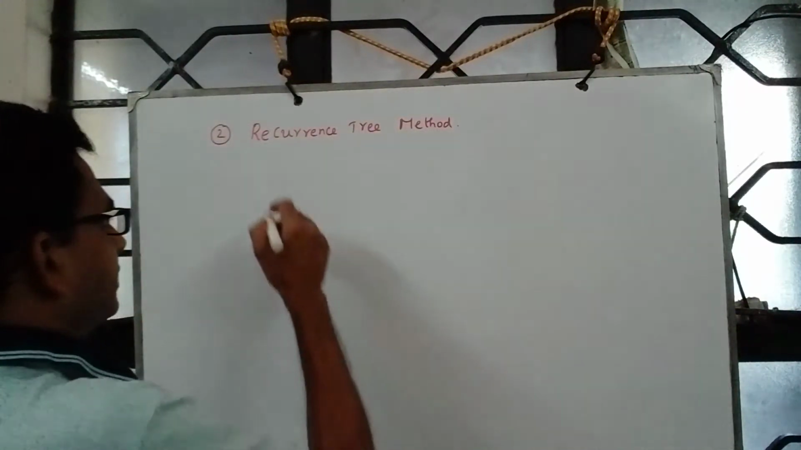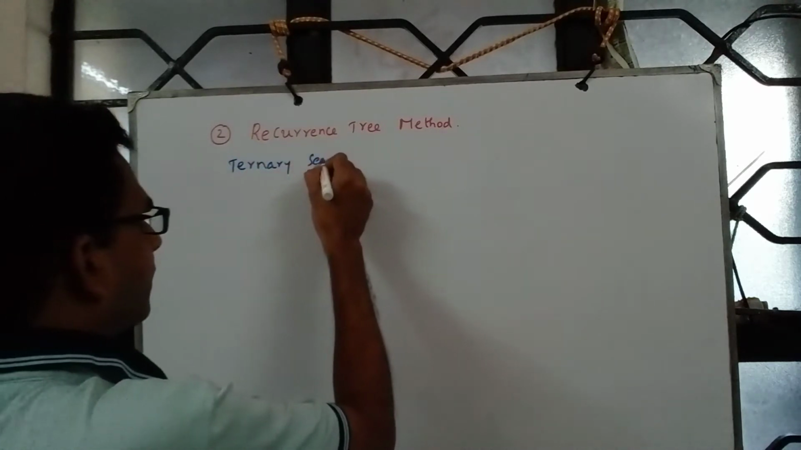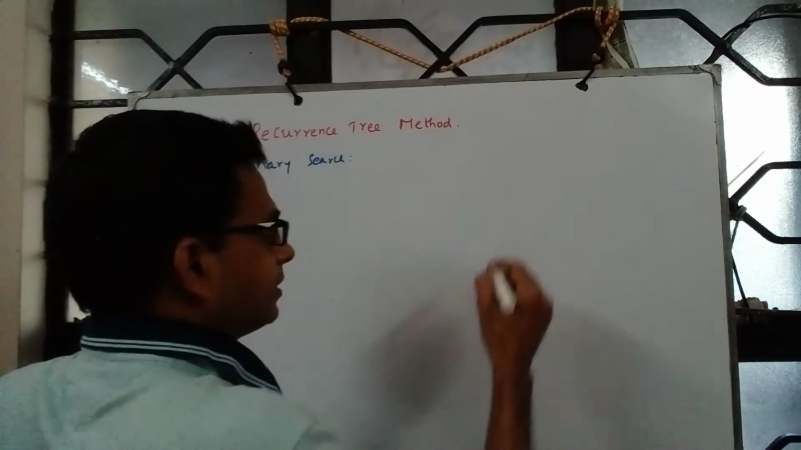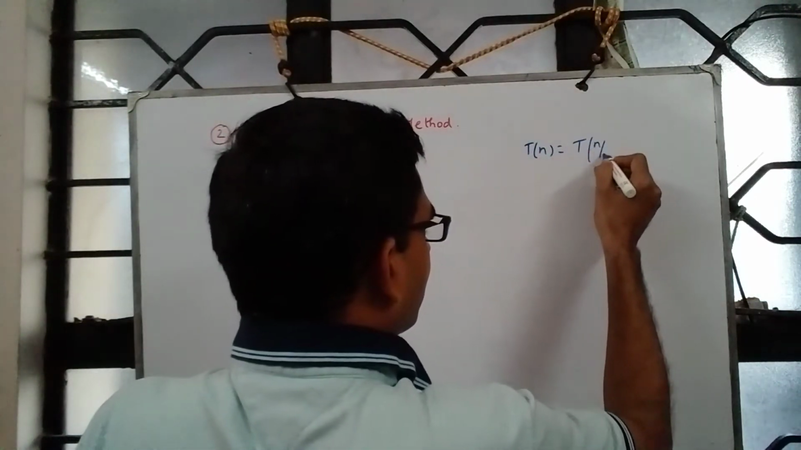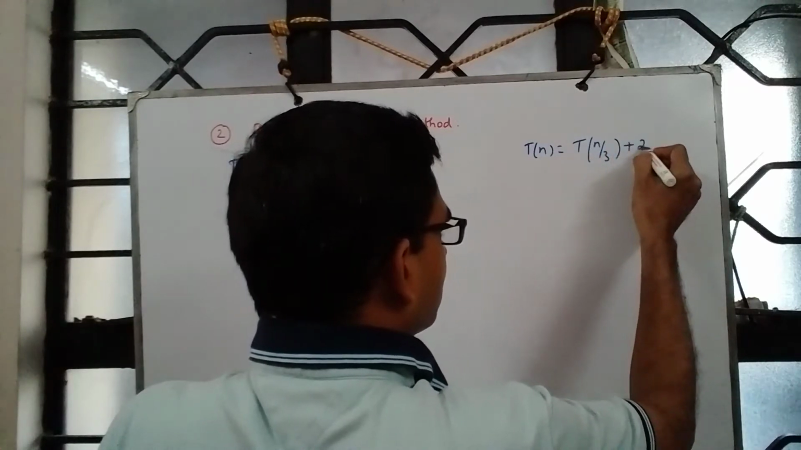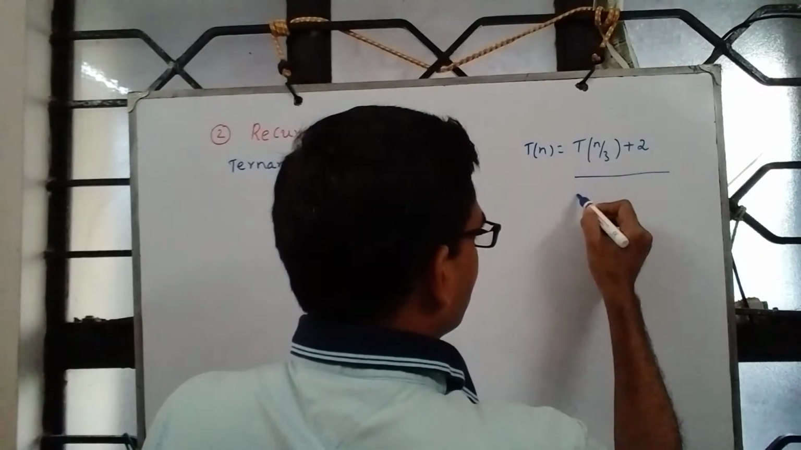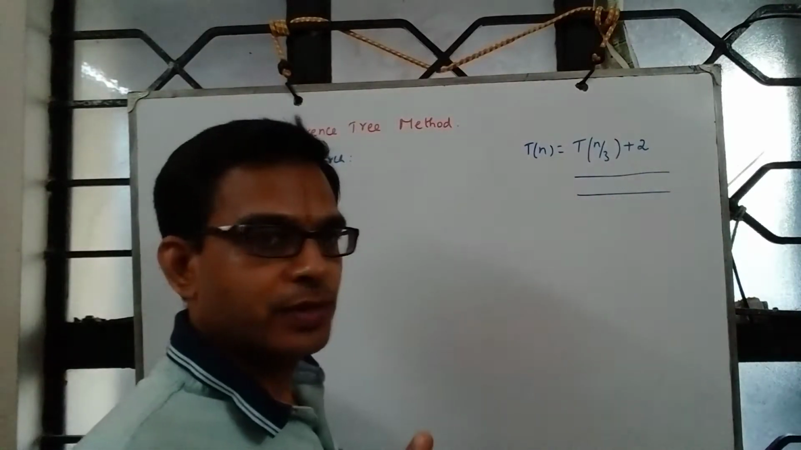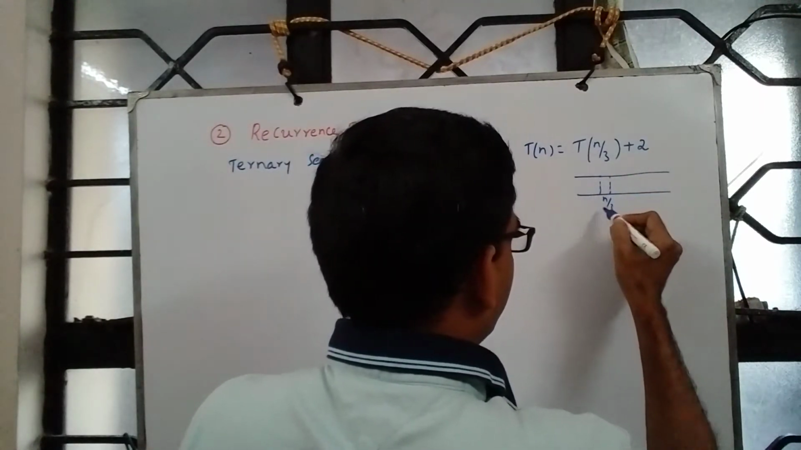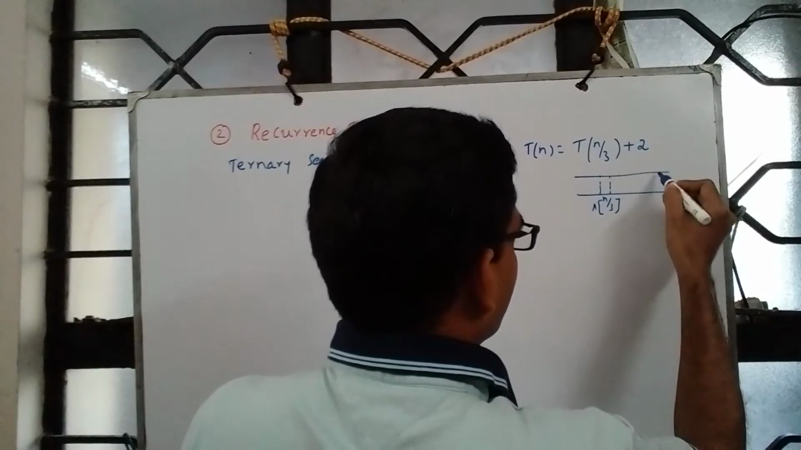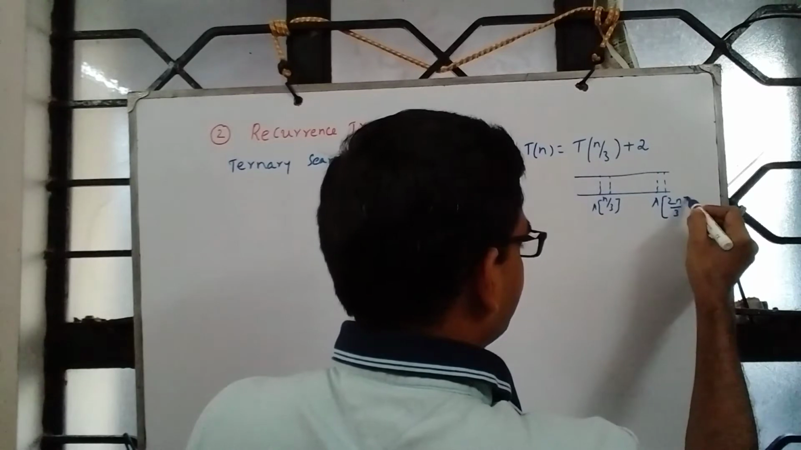We shall next discuss ternary search. So the recurrence for ternary search is T of n is equal to T of n by 3 plus 2. Given an integer array of size n, we spend two comparisons: one comparison at the location n by 3, and another one at the location 2n by 3.